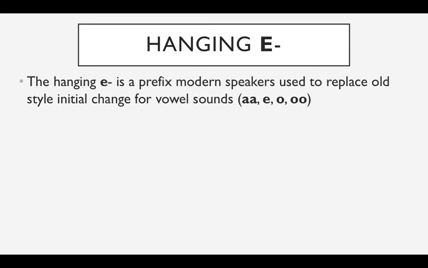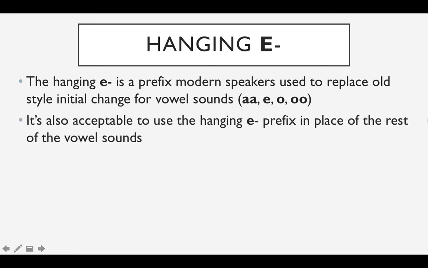So it's time to talk about our hanging E prefix. The hanging E is a prefix modern speakers use to replace old style initial change for vowel sounds double A, E, single O, double O. It's also accepted to use the hanging E prefix in place of the rest of the vowel sounds. So the other ones that we talked about before, you can use the hanging E as well. Just to know that if you do, you're probably overproducing that sound and not representing Nipissing dialect as authentic as you would if you followed these rules.